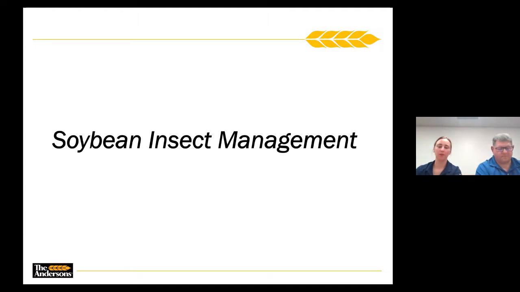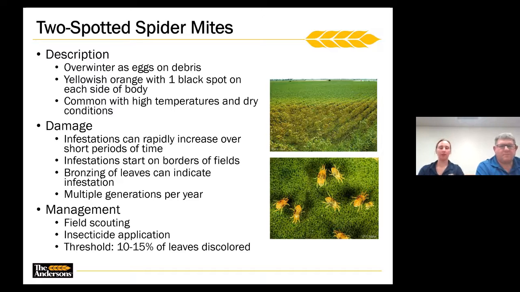And now we are going to talk about insect management. Again, looking at these as you're scouting your fields and how we can spot and manage them. So the first one is two-spotted spider mites. Much of the Midwest is facing some pretty droughty conditions still, so this one is one to be on the lookout for. It is very common in dry conditions and very hot conditions.